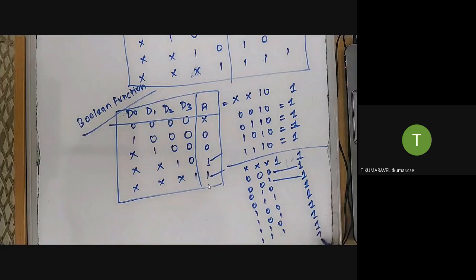These are the places where the output value equals 1. Based on that, what happened? You should follow the Boolean function.